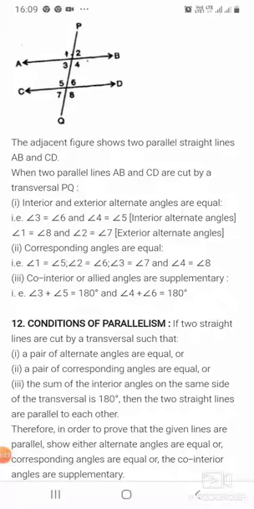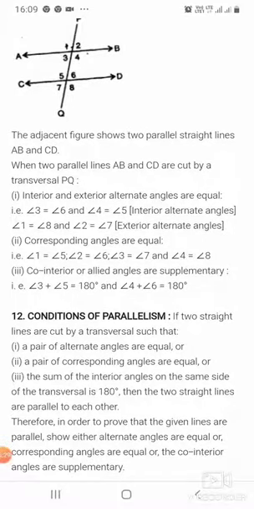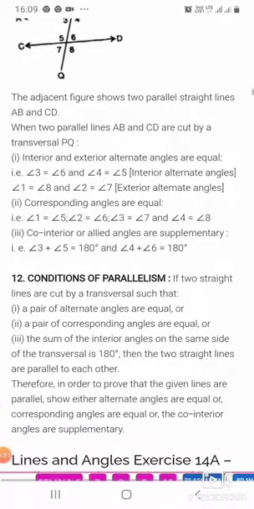First is that interior alternative angles are equal, exterior alternative angles are equal, and corresponding angles are equal. And one more very important thing: co-interior angles are always going to be supplementary. Supplementary means the sum of them is 180 degrees.